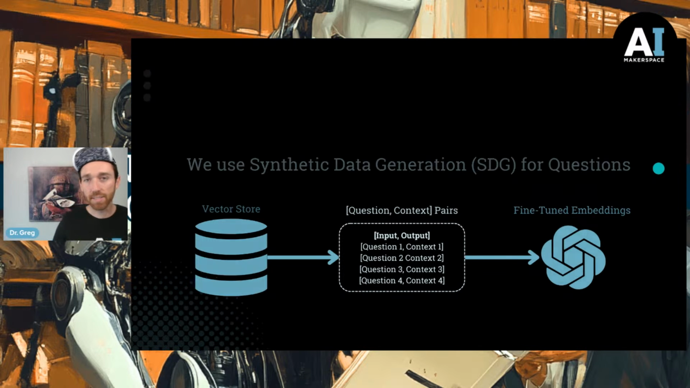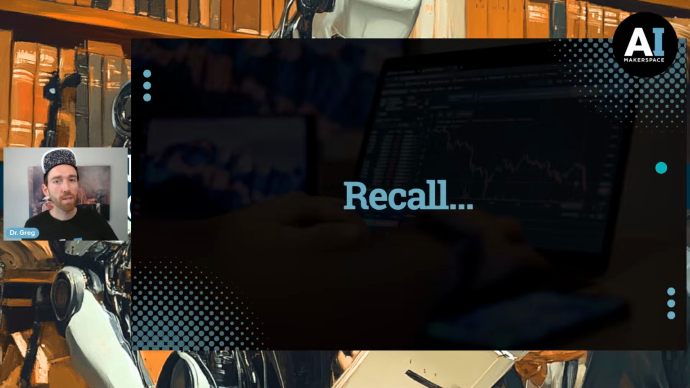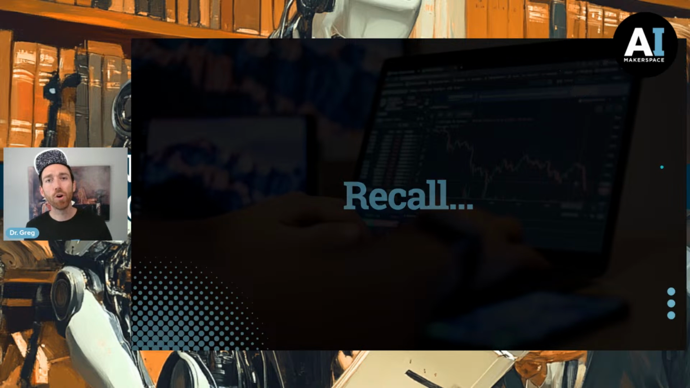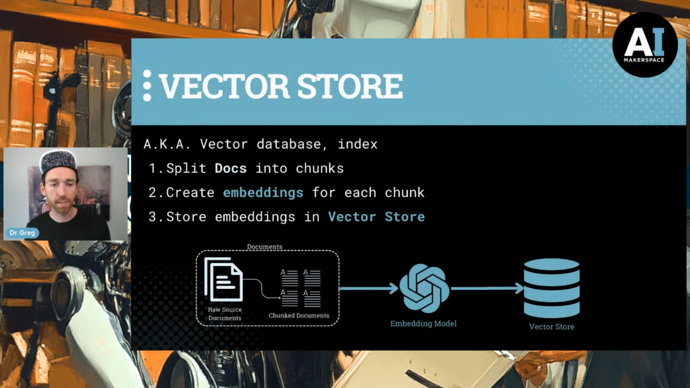How does this look exactly, though? Well, recall that the whole vector store setup in the first place was splitting the docs into chunks, running those through an embedding model, and saving the vector embedding representations. Then we can say, let's just take the stuff that's in the vector store and start with that.